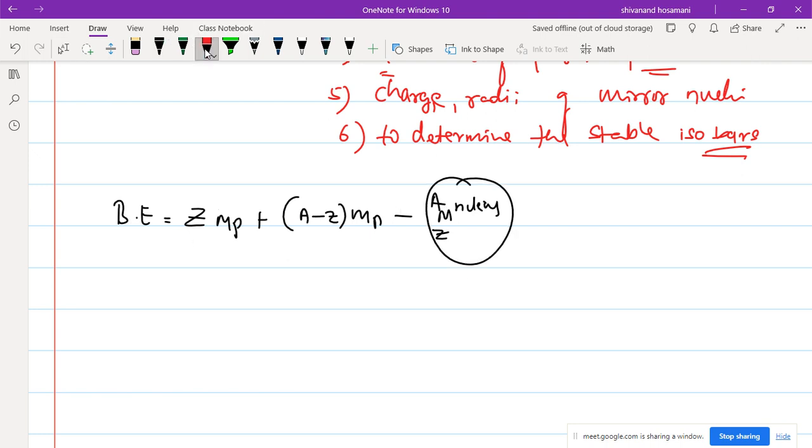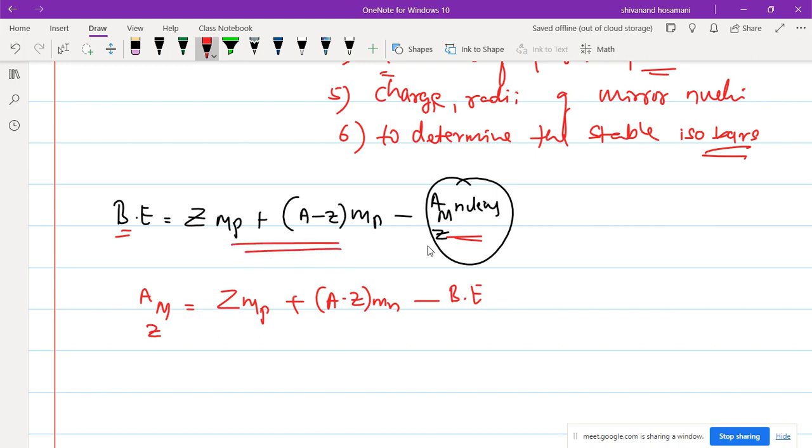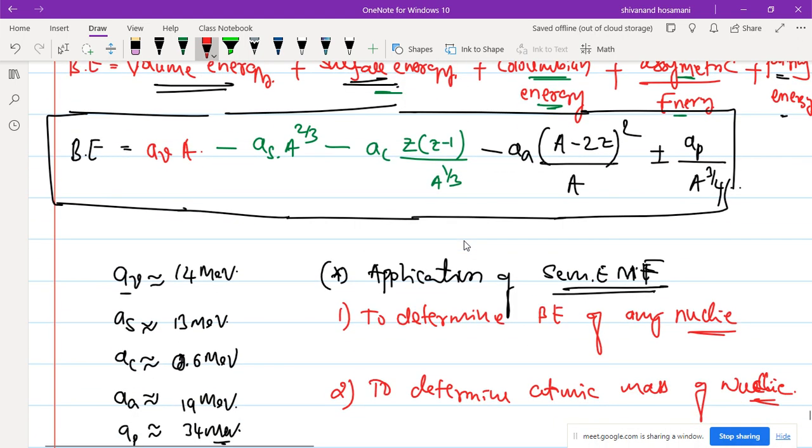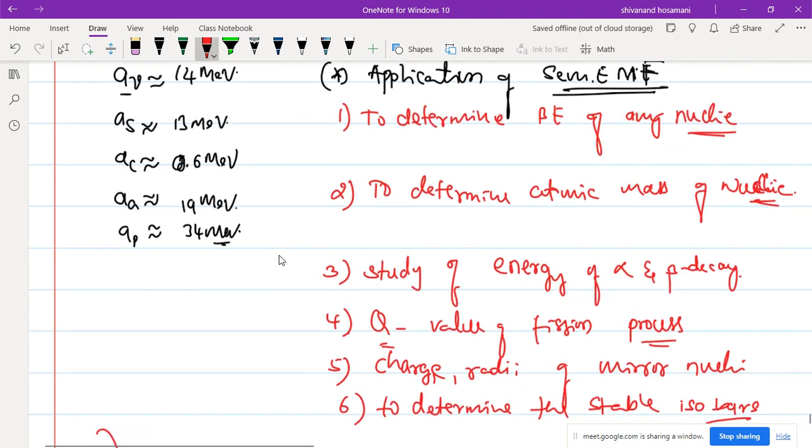Similarly, if I want to calculate the mass of the nucleus using this, M(Z, A) is equal to Z times mp plus A minus Z times mn minus the binding energy, isn't it? If you know the mass of the observed nucleus, then from the calculated mass and observed mass you can calculate the binding energy. If you know the binding energy, you can easily calculate the mass of the nucleus, because binding energy can be calculated using the semi-empirical mass formula, using its Z and mass number. Similarly, the same mass of the nucleus can be calculated just by substituting this binding energy here.